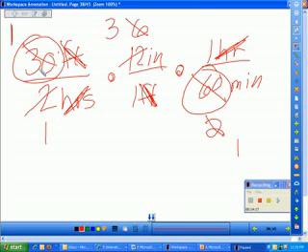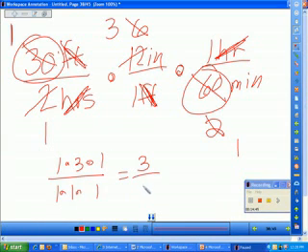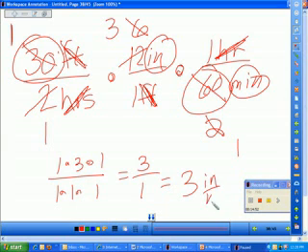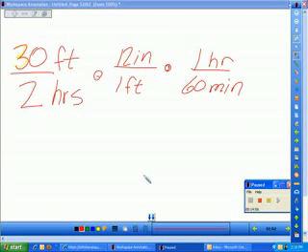You could have started with this 2 and the 30. There's a million different routes you could have taken. So now we've got 1 times 3 times 1, because you just multiply straight across the top. So 1 times 3 times 1 is all we have left, and that becomes 3. 1 times 1 times 1 simply becomes 1. So that simplifies to 3 inches per minute is what we have left over.